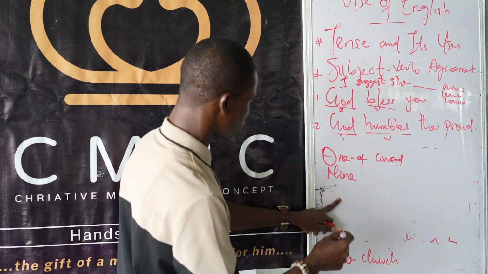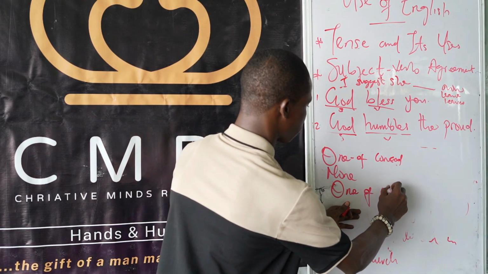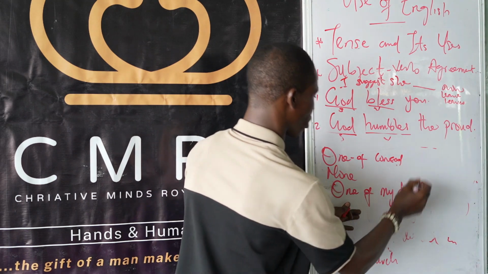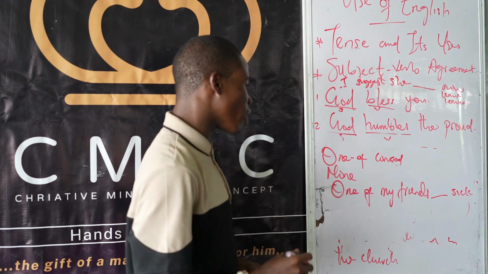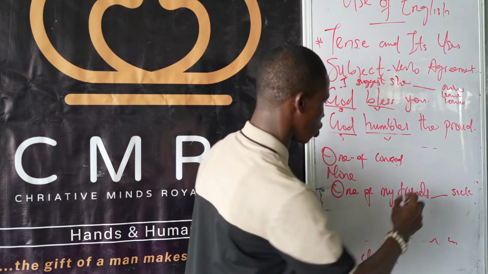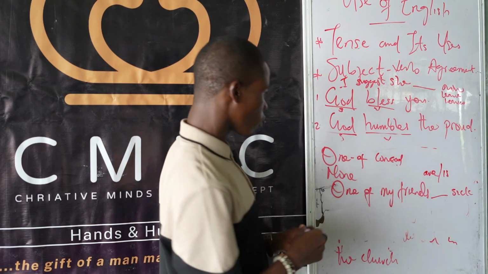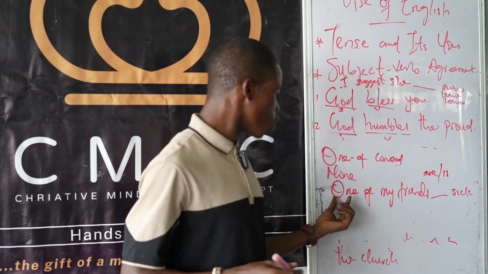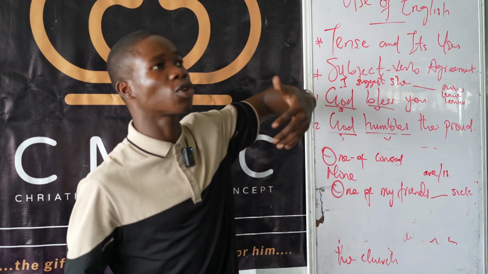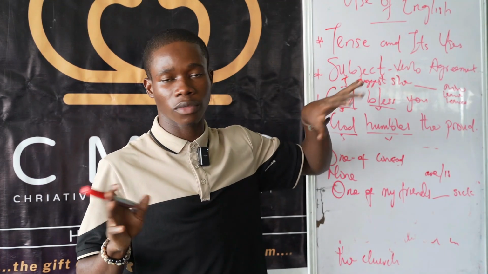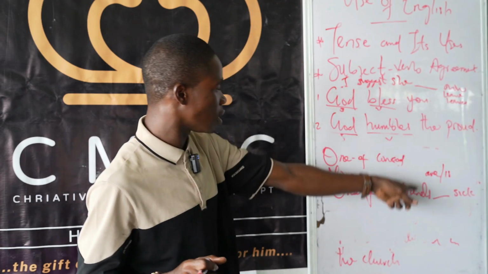Look at this sentence. This should explain it much better. One of my friends dash sick, and you have are, and you have is. One of my friends dash sick. So look at this sentence. I won't start talking to you about noun phrase, the head word, all of that. No, let's not delve into all of that. Now, one of my friends dash sick.